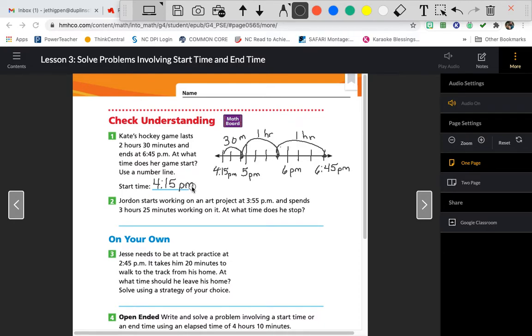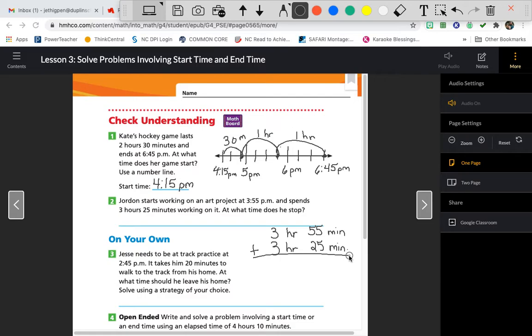Number 2, Jordan starts working on an art project at 3:55 p.m. and spends 3 hours, 25 minutes working on it. At what time does he stop? So we're going to work this out. We're going to first put the time that he started working. So that would be 3 hours and 55 minutes. We're going to add that he spends 3 hours and 25 minutes. So we're trying to figure out what time he stopped.